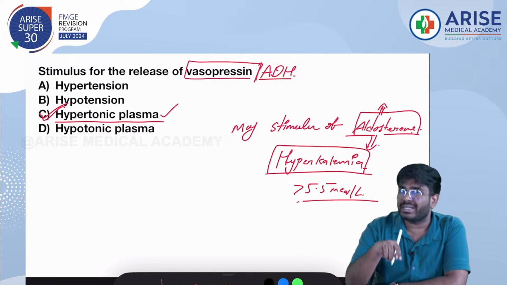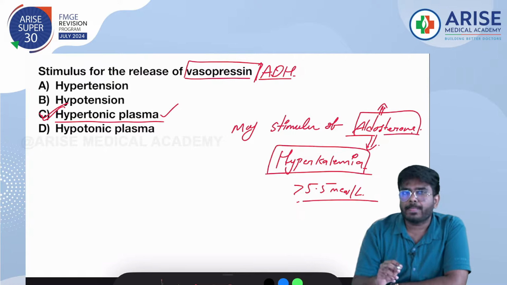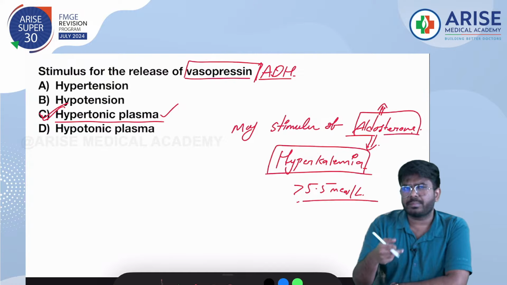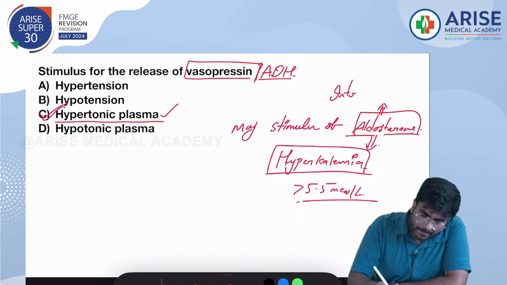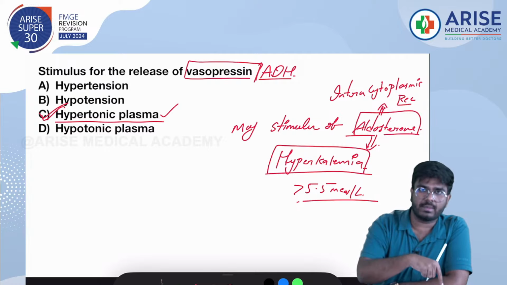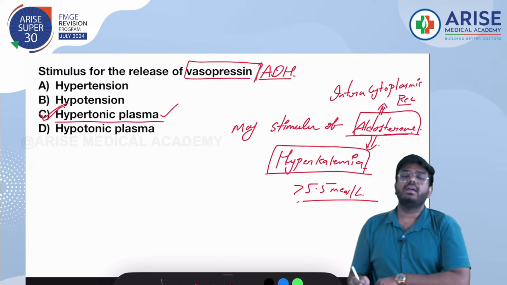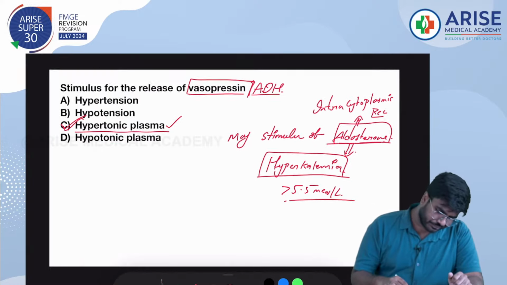Aldosterone is a steroid, right? So as it's a steroid, which receptors does it have? Cell surface receptors or intracellular receptors? It has intracytoplasmic receptors, because steroids cross the cell membrane. Steroids cross the cell membrane, right? So aldosterone has an intracellular receptor, or you can say an intracytoplasmic receptor.